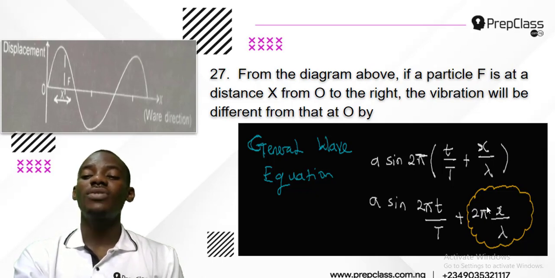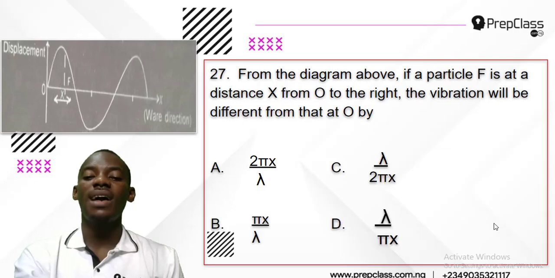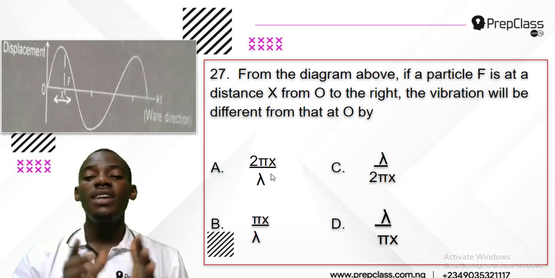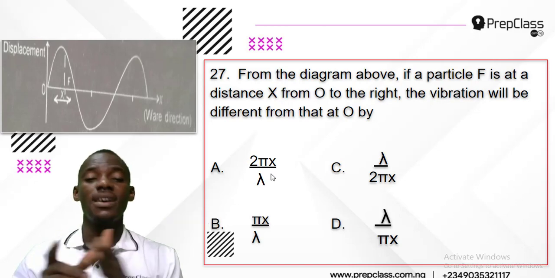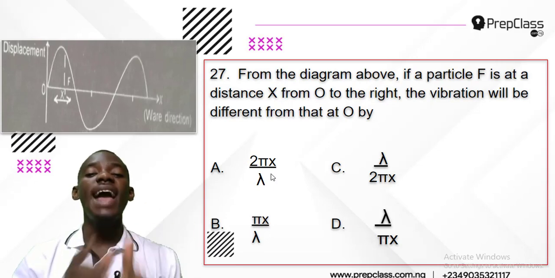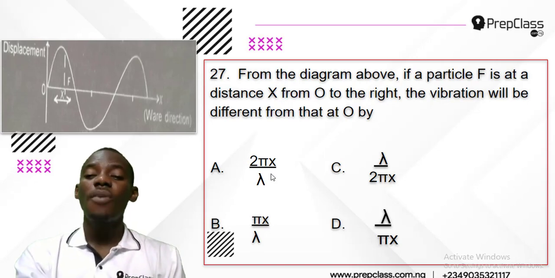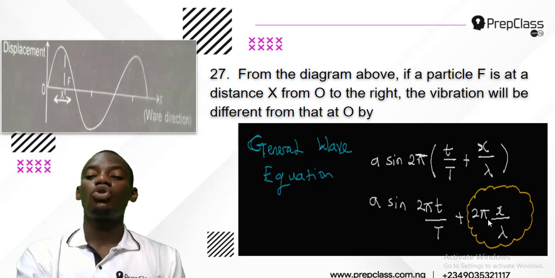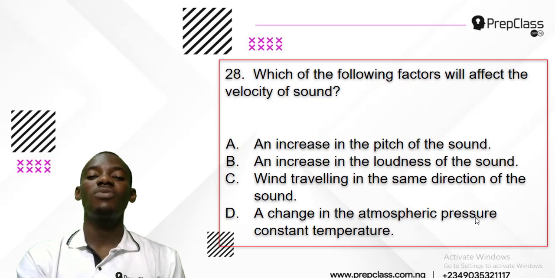And that's the answer to that question. The aspect that has to do with x is just 2 pi x over lambda, and that is what you have for your answer. That makes option A the correct answer. It is all taken from the wave equation, just the aspect that has to do with x, which is the horizontal distance. That is 2 pi x over lambda, and A is the answer for number 27.